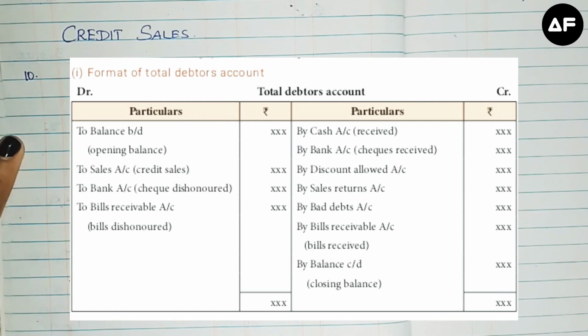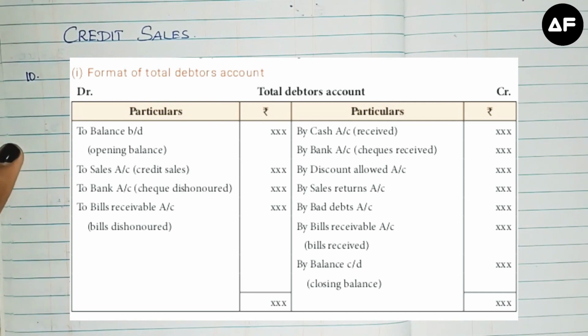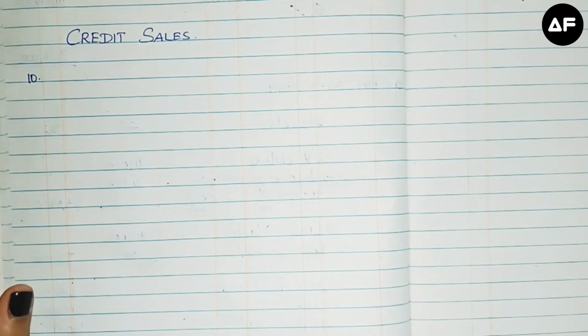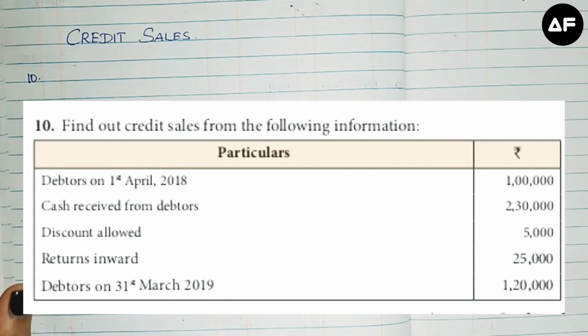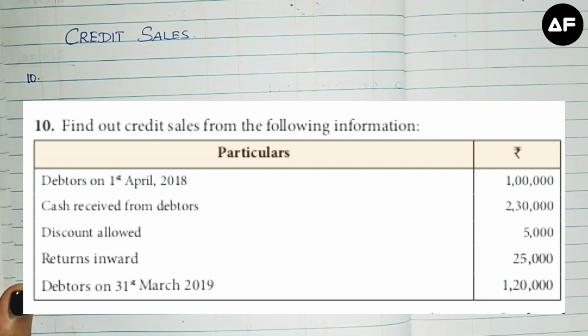So if you have to calculate the total of the credit sales, we need to know how much of debtors there are for us. In order to find the credit sales, we must open the total debtors account. Let's go through one of the sums to find out how to do that. The 10th sum is: find out the credit sales for the following information. Debtors on 1st April 2018, 1 lakh. That is going to be your opening debtor.